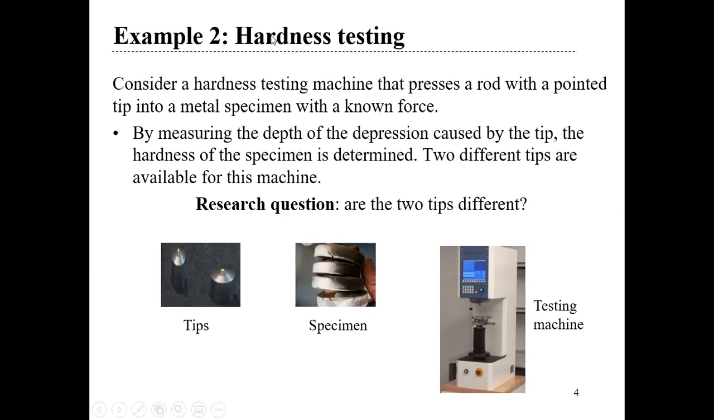Let's have an example from industry, hardness testing. Consider a hardness testing machine that presses a rod with a pointed tip into a metal specimen with a known force. This is the testing machine. And by measuring the depth of the depression caused by the tip, the hardness of the specimen is determined. And we have two different tips available for this machine. Those are the two tips. And we need to know which one is higher in terms of the depression or the depth of the depression.